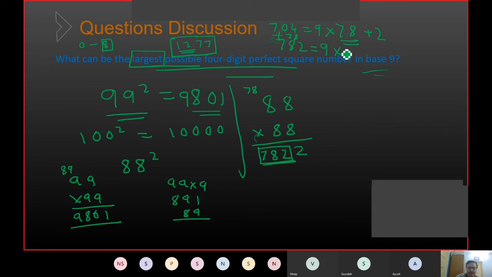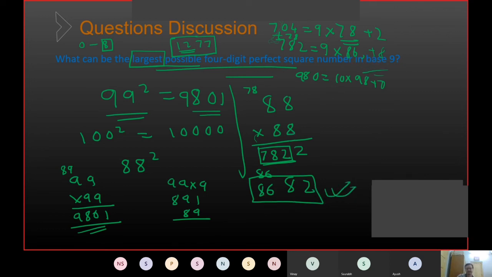So 782, if I break it by 9, how much am I getting? That is 86 into 9 plus 8. 86 will get carried over and you'll get 8. So that is 82 and a carryover of 86, which will come at the start. 8682 will be your answer. Is it clear? The same thing here: what I was getting was 980, which is equal to 10 into 98 plus 0, hence we put 980. Here we are getting 9 into 86 plus 8, so I'm getting 8682 as my final answer. Clear?